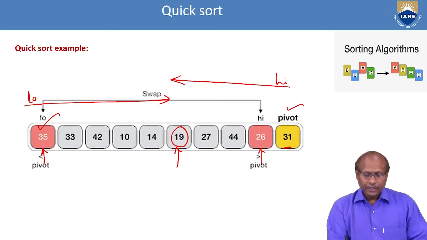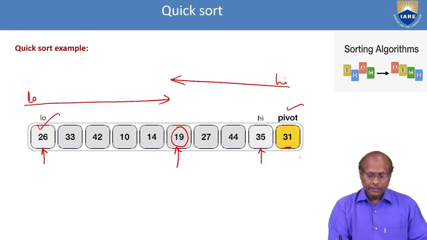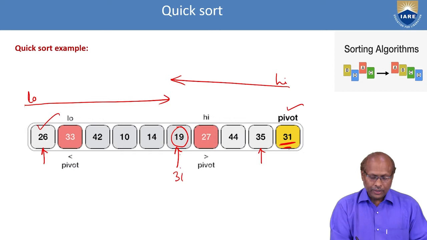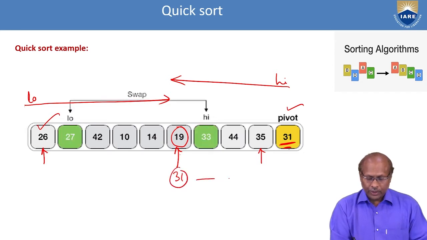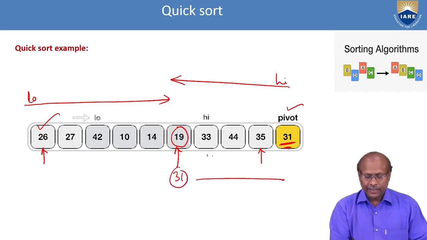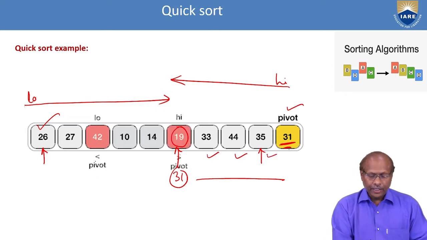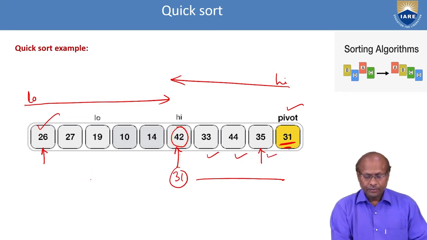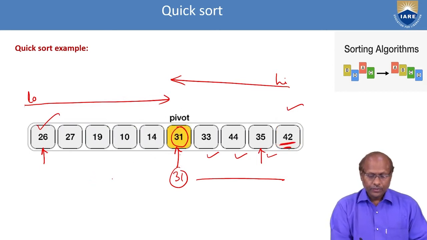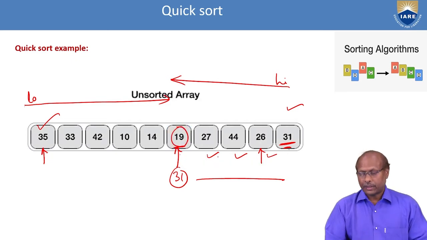Now please observe here how it is coming. Now here my pivot is 31. So that means once the 31 comes here, all the elements which are towards the right should be greater. Yeah, 33, 44, 35 are the greater. And all elements... so now 31 has come to this place. So this is the way it works.